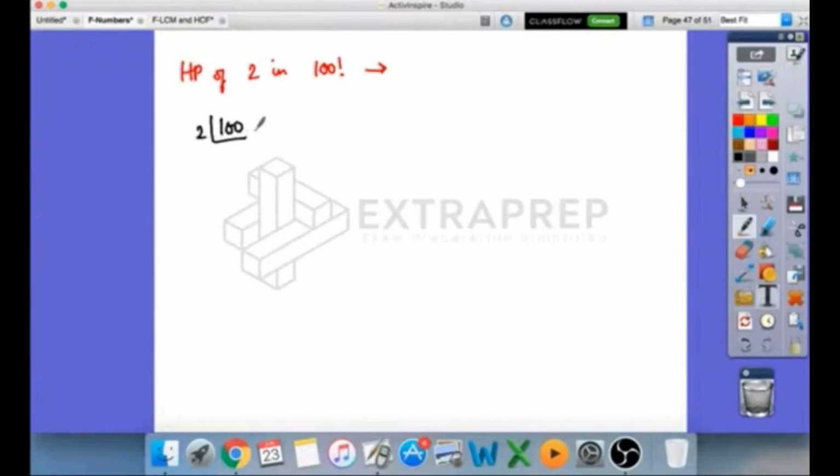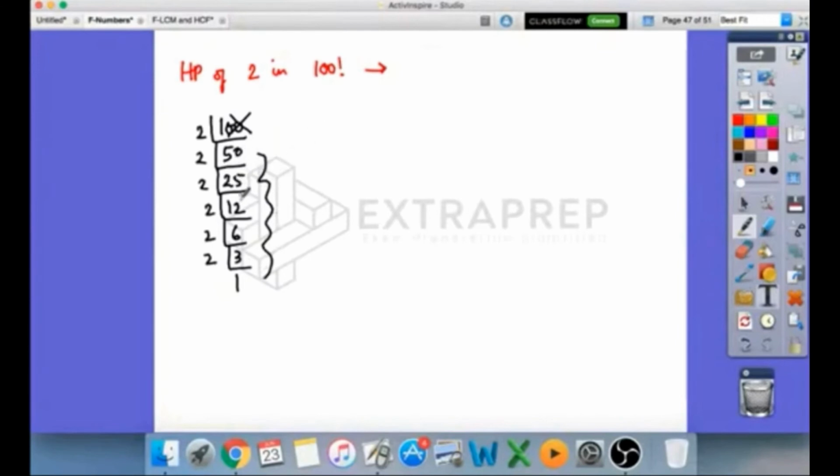100. How many times does 2 go into 100? 50 times. How many times does 2 go into 50? 25 times. How many times does 2 go into 25? 12 times. Neglect the remainders. Don't bother about the remainders. How many times does 2 go into 12? 6 times. How many times does 2 go into 6? 3 times. How many times does 2 go into 3? 1 time. Leave 100 and add all the other quotients and you'll get your answer.